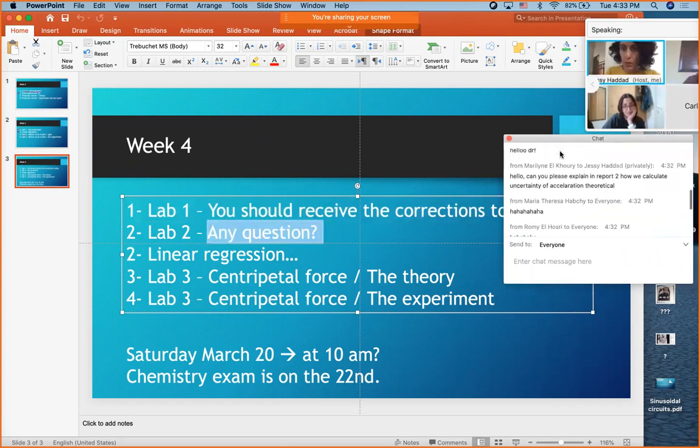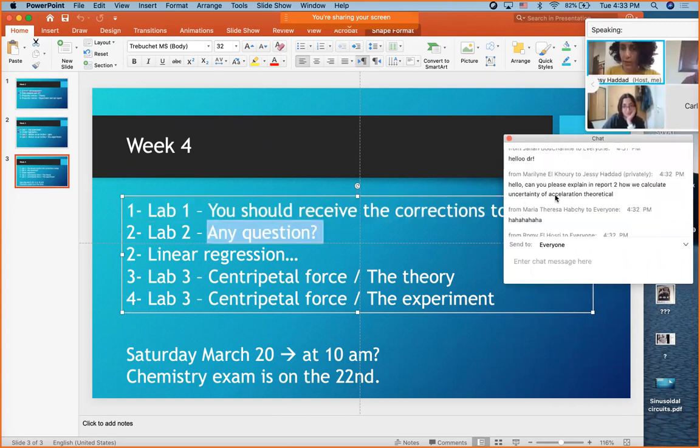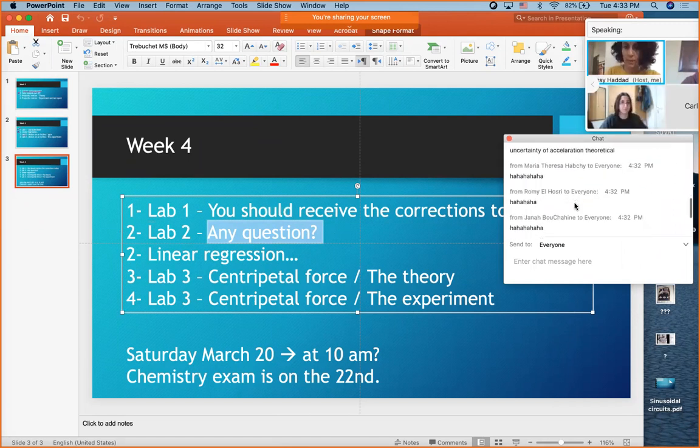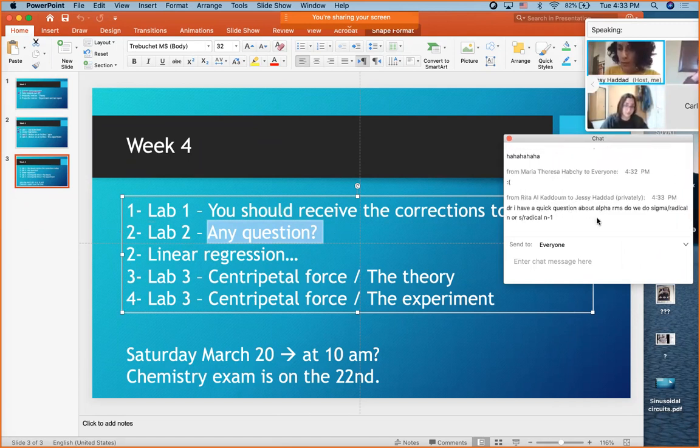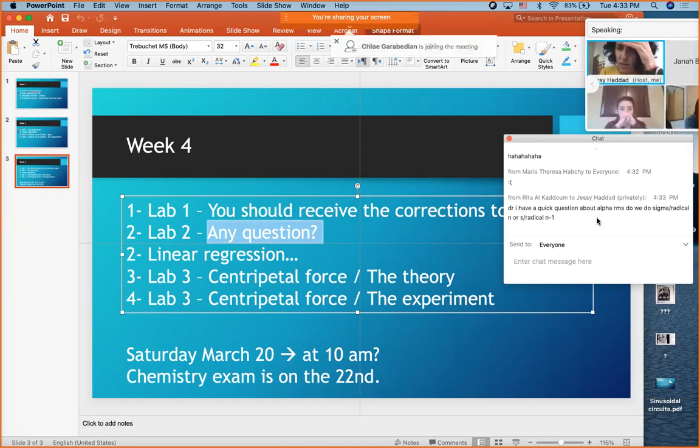So the first question is, Marilyn, can you please explain in report 2 how we calculate uncertainty on a theoretical acceleration? Yes, I'm gonna do this. Next, I have a quick question about alpha RMS. Do we do sigma over radical n? So we do sigma over radical n. I'm thinking, what is S? I think if you do S over radical n minus 1, don't you get the same answer? I don't know, Rita, you confused me. Because on your calculator, what does S stand for? Did you try both? Listen, I'm gonna take note of it and try both.